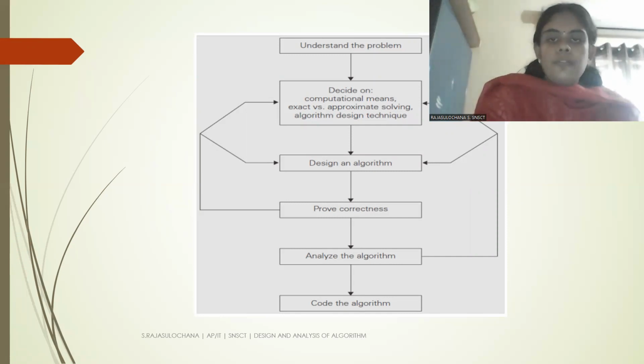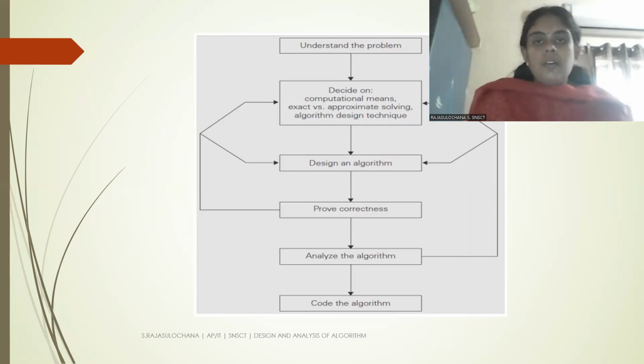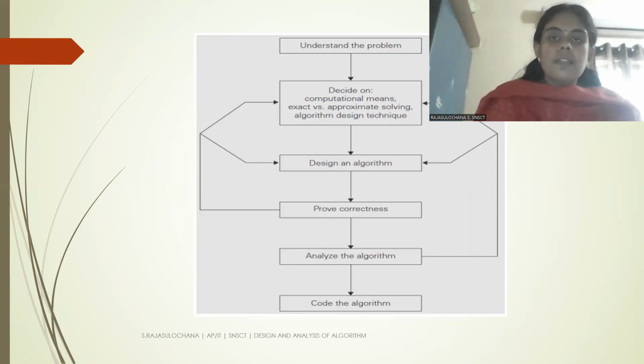So if you see this flow chart, once the design an algorithm phase is proven to be a failure, you can move on to deciding on computational means once again. So if the algorithm design is not correct, it means that the computational means which you have chosen or the algorithm design technique which you have chosen is not correct. Similarly, if the algorithm correctness is not proved, again you have to decide on the algorithm design technique, or you have to recheck the way in which the algorithm is designed.